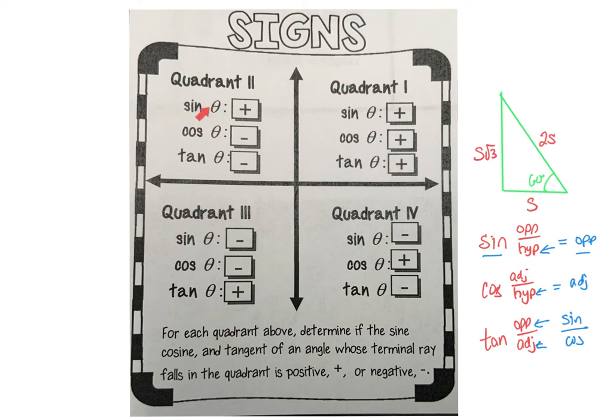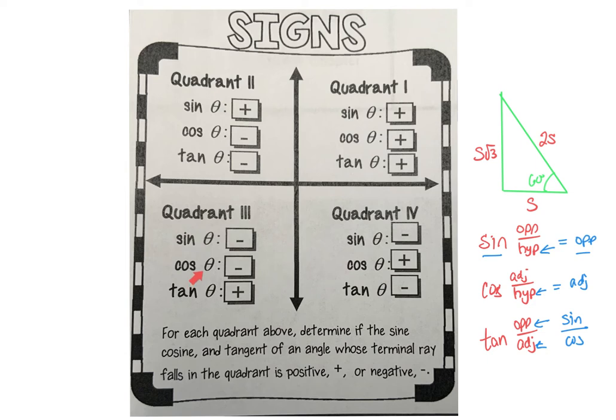Let's look at quadrant 2. My y value, which is my sine, is positive. My x value, which is my cosine, is negative in the second quadrant. Tangent is sine over cosine. What happens when I put a positive over a negative? It's a negative, right? Third quadrant, my sine is negative and my cosine is negative.